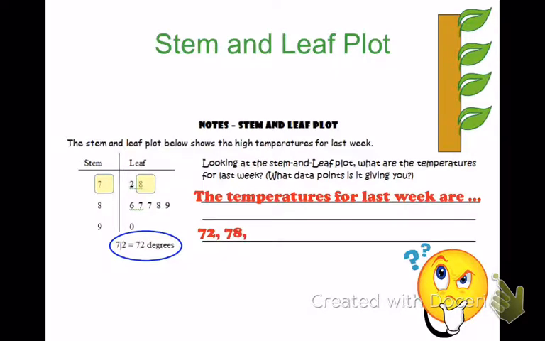We move on to the next row. We have a whole bunch of 80s, 86, 87, 87, 88, 89. So there are two 87s here. And the last row represents 90. So there's the rest of my data.